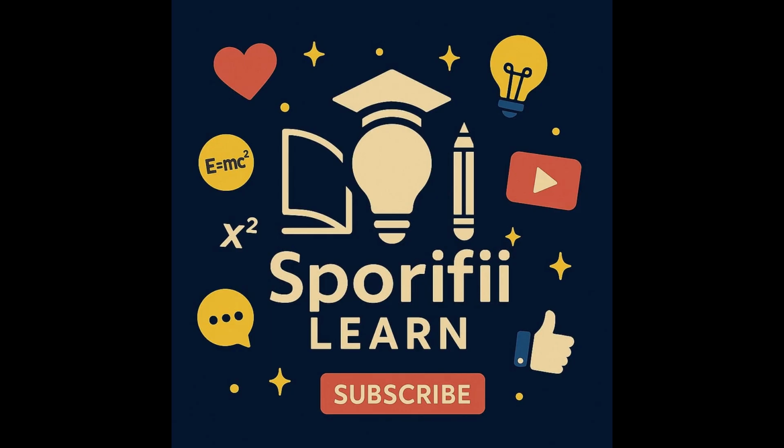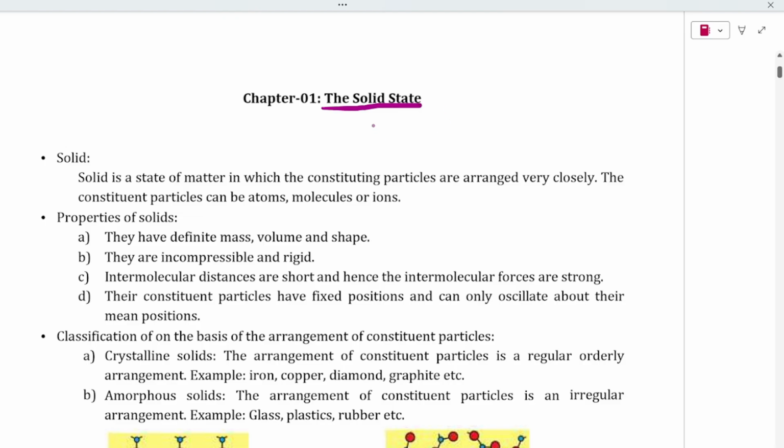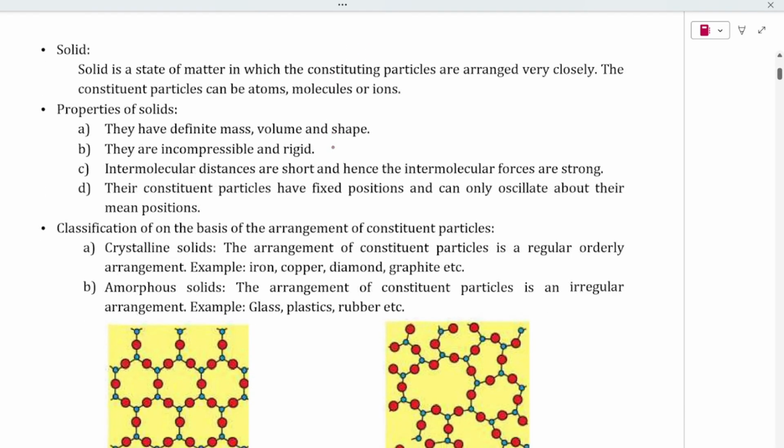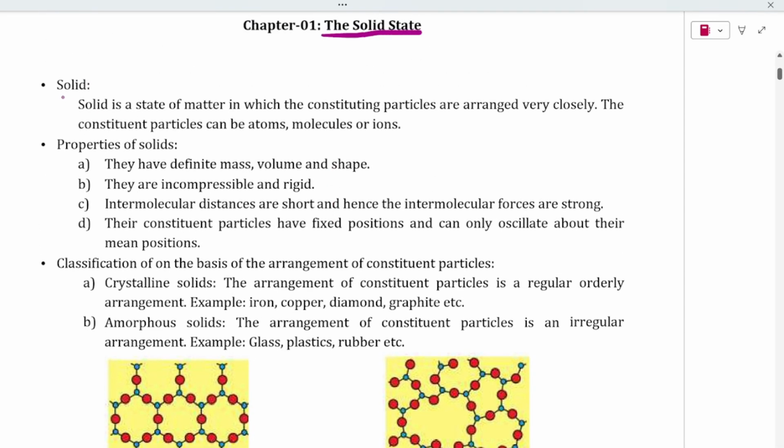Today, let's discuss the chemistry chapter 1 of second PUC, that is the solid state. Let's see what concepts are covered in this chapter. Solid. Let's define solid. What is the meaning of solid? If you take the states of matter, we have three divisions: solid, liquid and gaseous state.